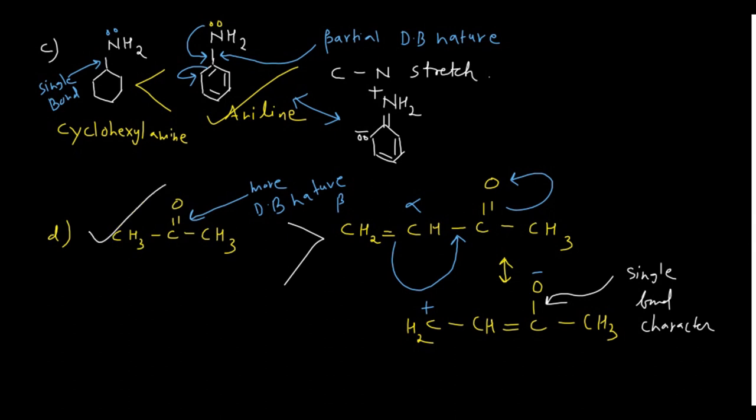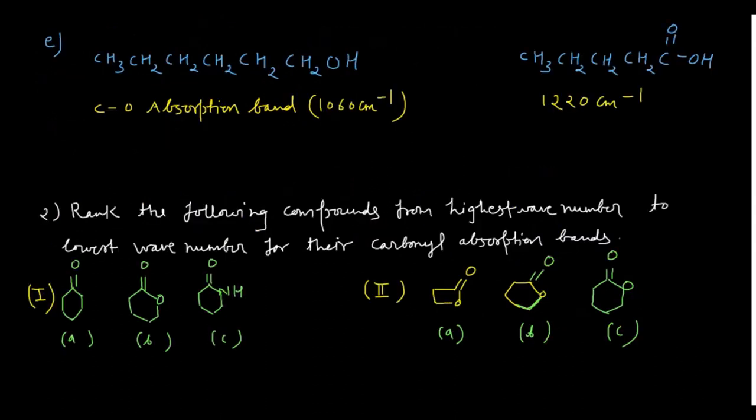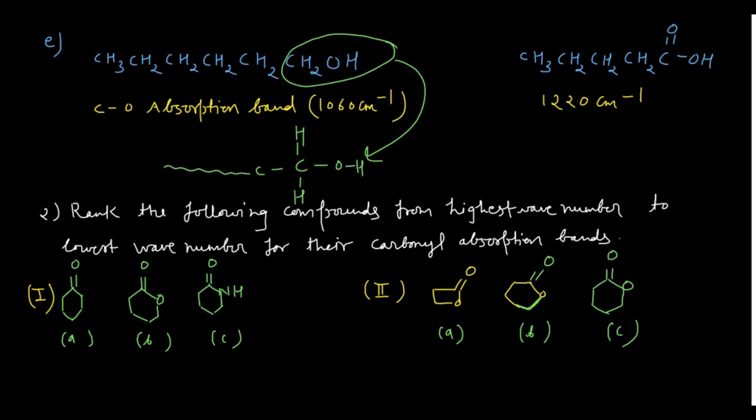Okay, now moving to the next problem. My next problem is problem number 5 or E, whatever you are counting. Here you see this is your alcohol, and this is your acid. In that case, you see the carbon single bond oxygen band is absorbing at 1060. If I redraw this particular part, you will find carbon, hydrogen, and your chain is continuing here. So basically, you are focused on this one, and you are getting the absorption band at around 1060.